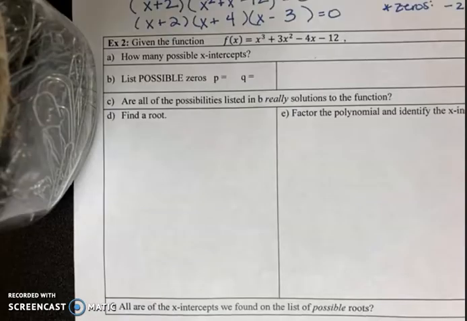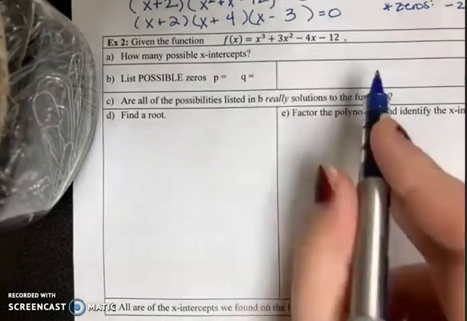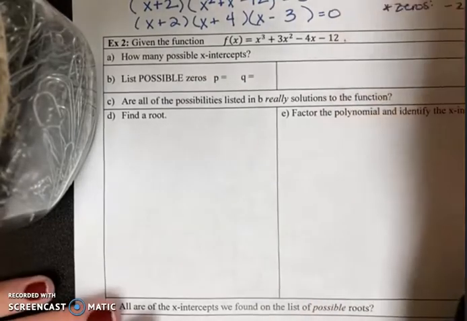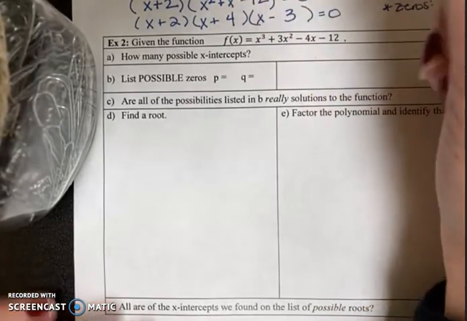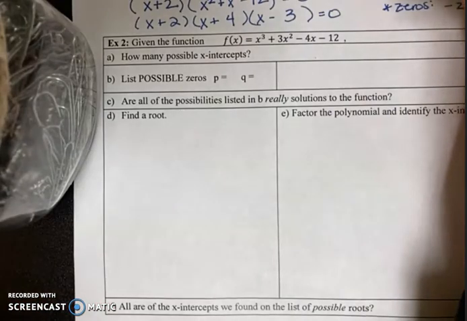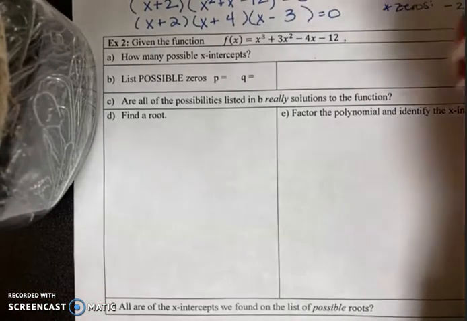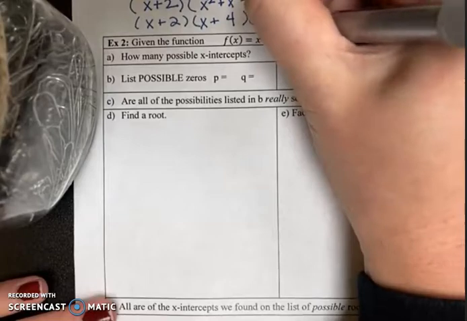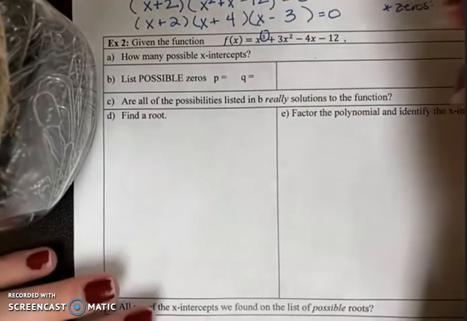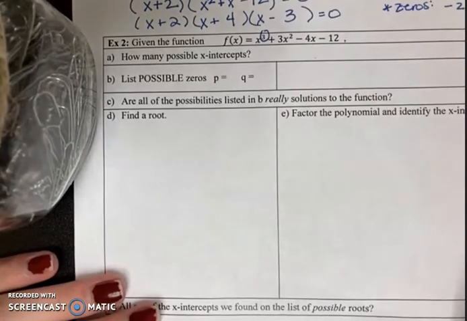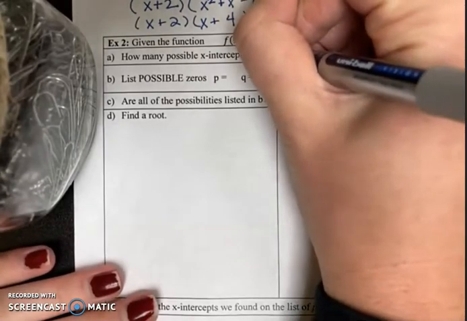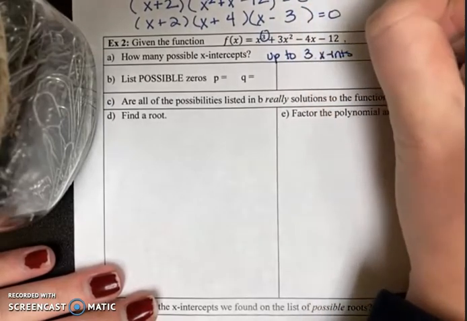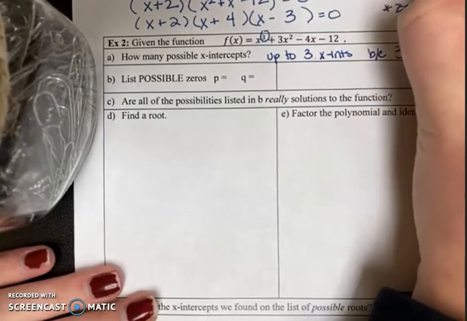Example 2, the first thing we have to do is using this equation, determine how many possible x-intercepts we have. Well, how many actual x-intercepts we'll have is dependent upon the multiplicity. So I can't just say I know exactly for sure, but looking at the degree, remember the degree tells us how many zeros we have. So we can have up to 3 x-intercepts because there are 3 zeros.